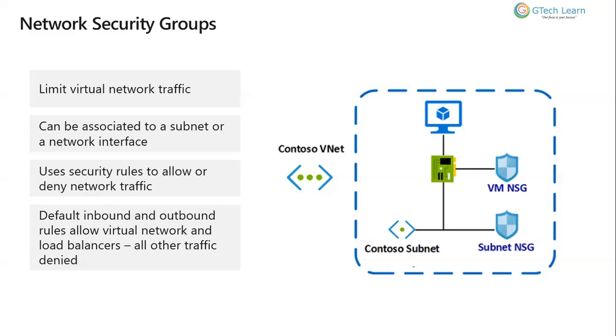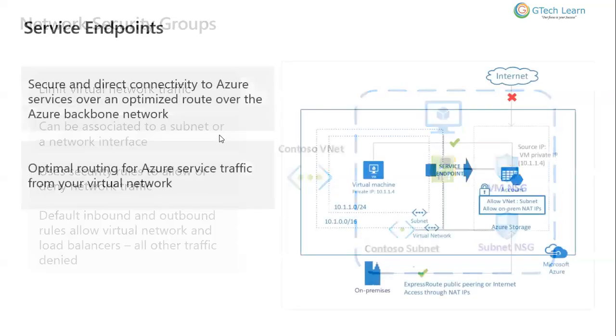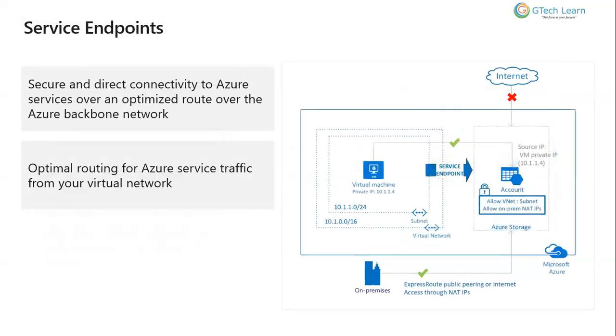Apart from that, talking about the rules, by default a few inbound and outbound rules are present that allow the virtual network and load balancers, and all other traffic is denied to that specific resource. Now talking about the service endpoints, before moving ahead with that part of the preparation, let's jump to the portal and see how we utilize the network security group.